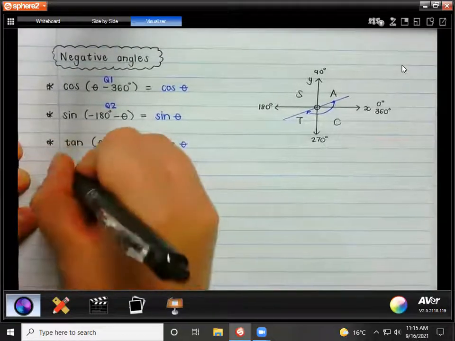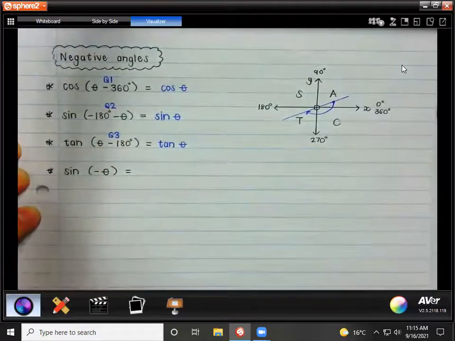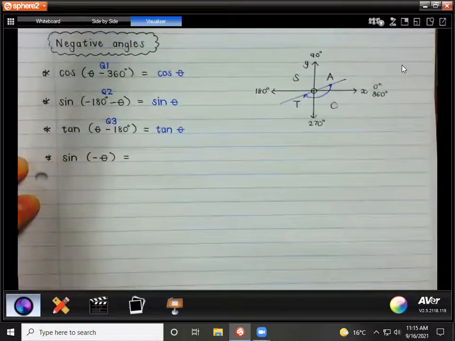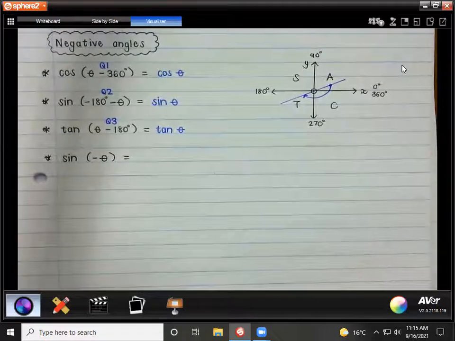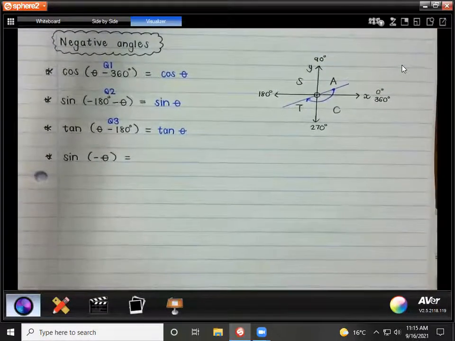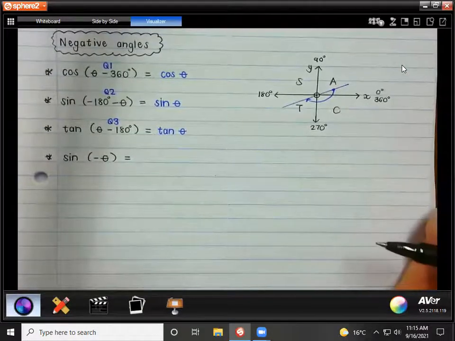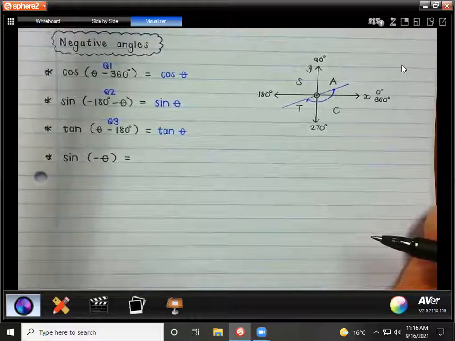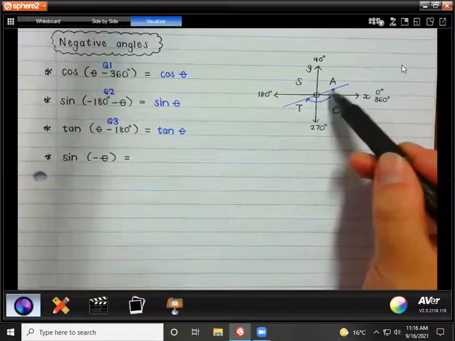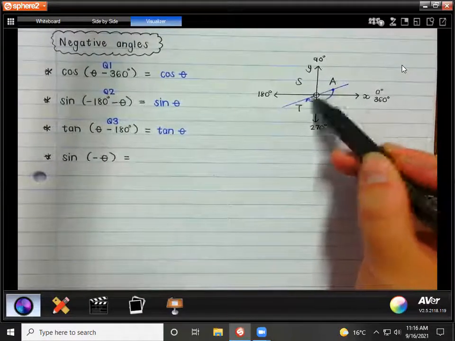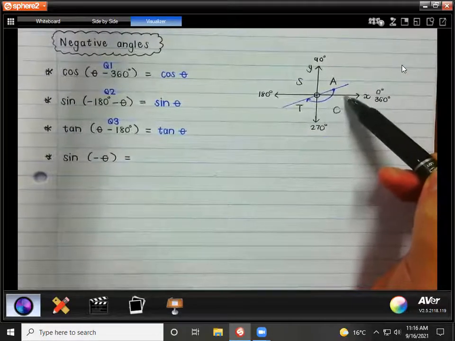Okay, last one of these simple examples that we're going to do is just sine of negative theta. Now theta is an acute angle, right? So where is negative theta going to be? Robert? Between 0 and 90. Yeah, so I just made a point there, so that would be the angle, right? It's just any acute angle. Yes, Jasper? Yes, negative theta would just be in quadrant 4.